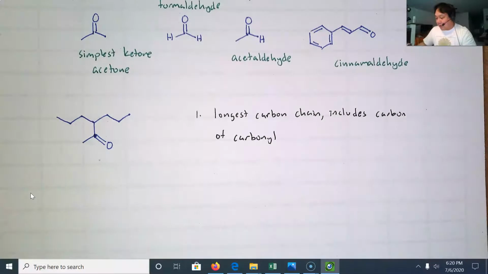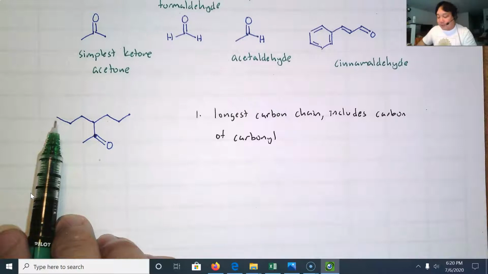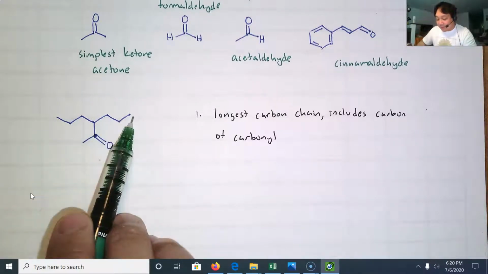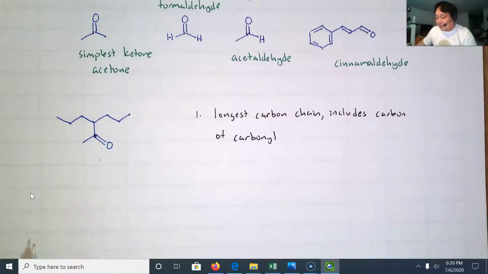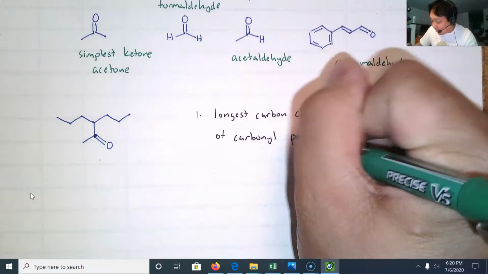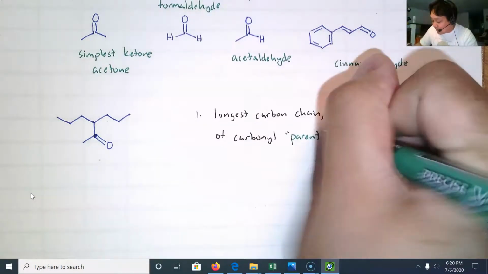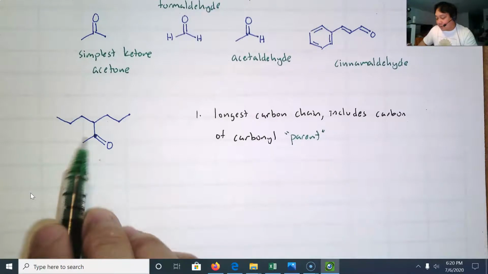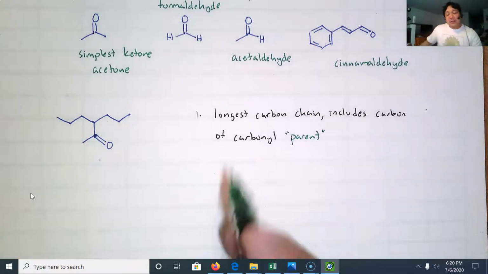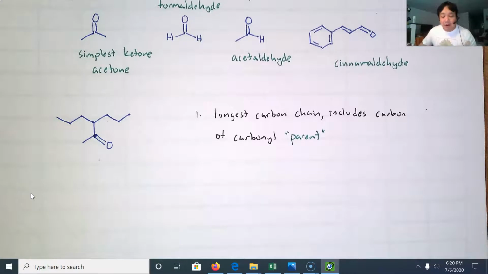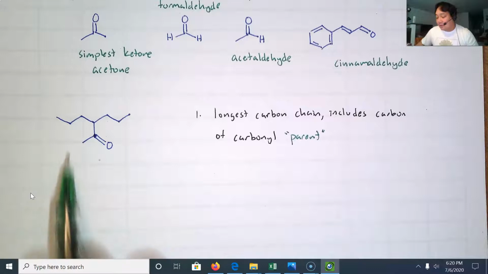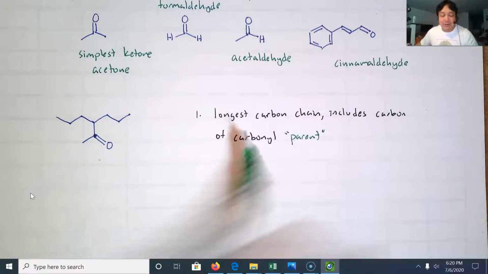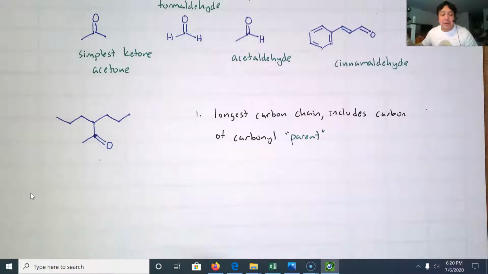All right, and in our case, the longest carbon chain is not 1, 2, 3, 4, 5, 6, 7, because I didn't include this carbon, so that can't be my parent. We're looking for the parent. It is actually this one. 1, 2, 3, 4, 5, 6. So our longest carbon chain has 7 carbons, but it's not the parent because it did not include this dot. To include this dot, we'd have 6 carbons in a row. And then you go to number from the end closest to carbonyl.